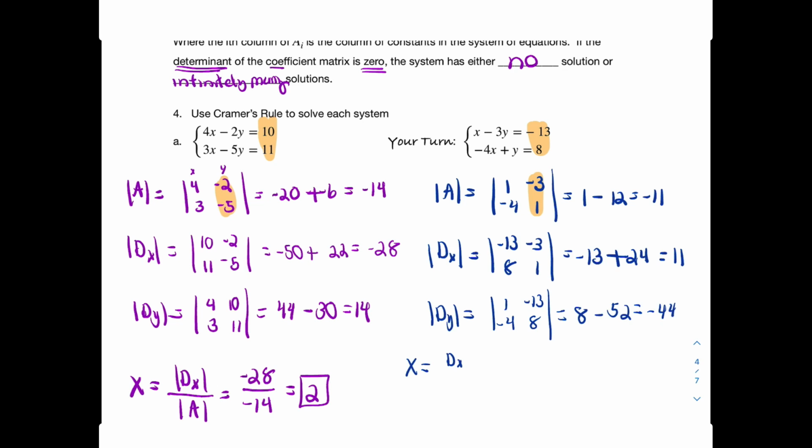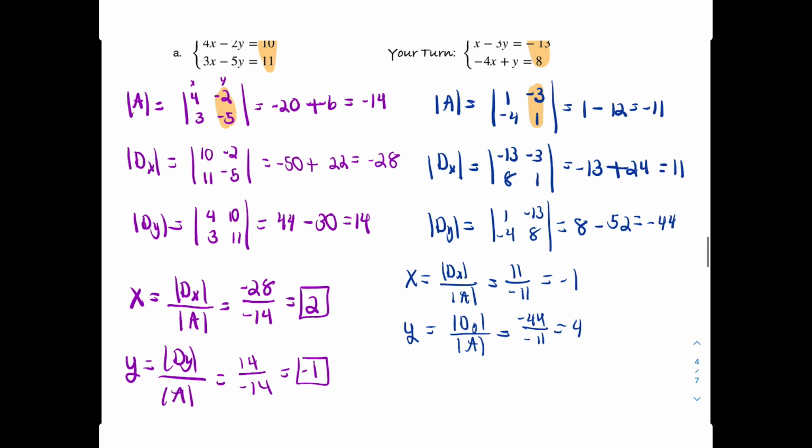So our variable x is going to be our determinant x divided by our coefficient determinant. And that's 11 divided by negative 11, which is negative 1. Y is going to be the determinant of the y matrix divided by the determinant of the coefficient matrix. And so that's negative 44 divided by negative 11, which is positive 4. So my solution to this system is negative 1, 4.